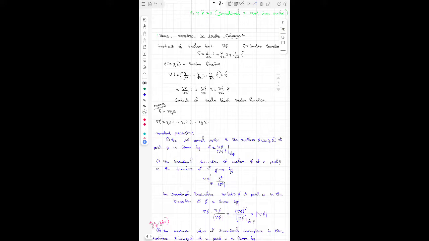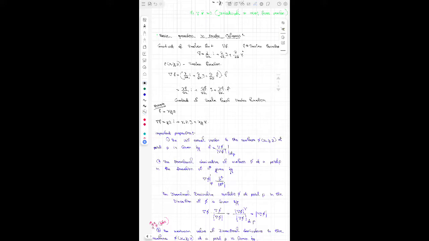Now important properties. The unit normal vector to the surface phi of x y z at a point p is given by n bar, that is del phi divided by the magnitude of del phi at p. Then the directional derivative of the surface at a point p in the direction of a is given by del phi dotted with the unit vector a.